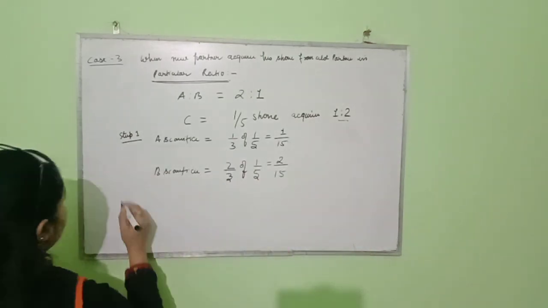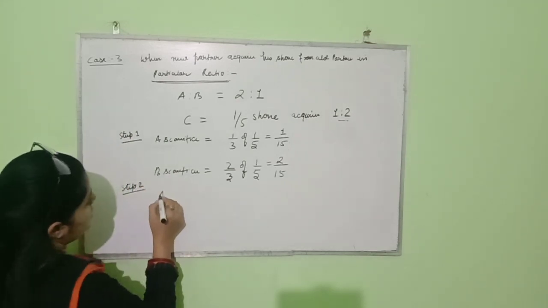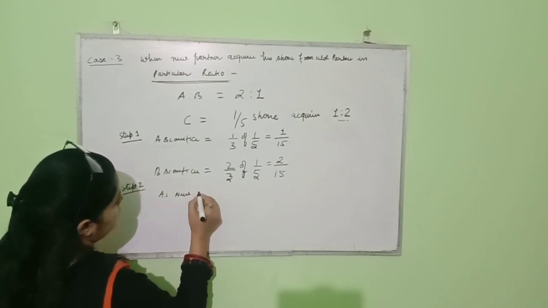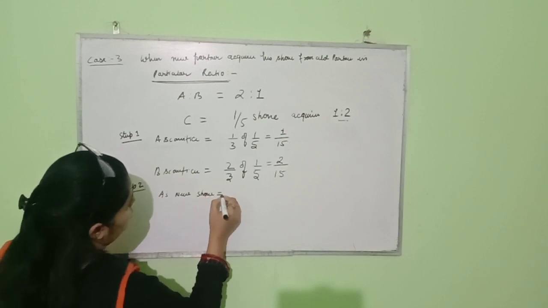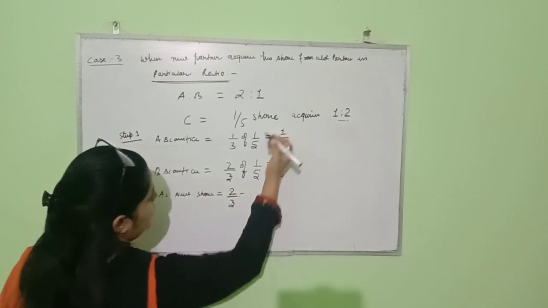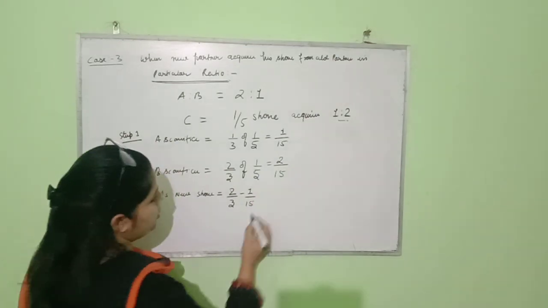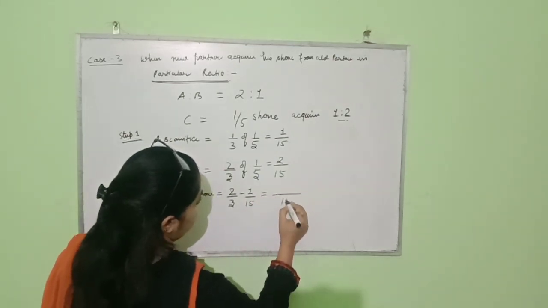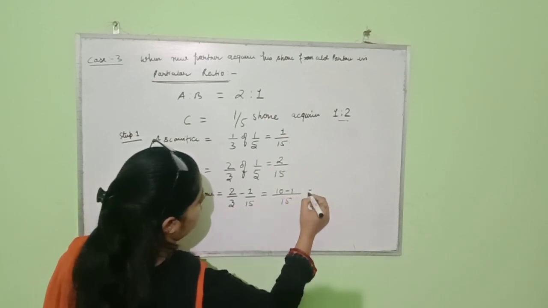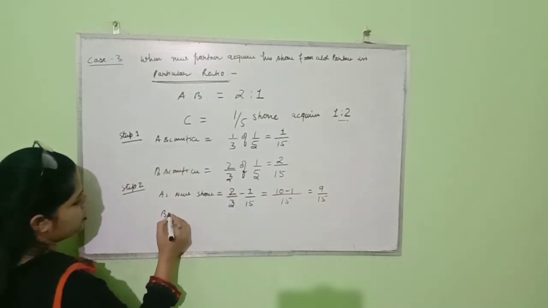Now in step number 2, we will calculate the new ratio. So A's new share: how much is the old share? 2/3. So old is 2/3, and from there 1/15 is sacrificed for C. So the LCM is 15. 10 minus 1, that is 9/15. Similarly, we'll calculate B's new share.